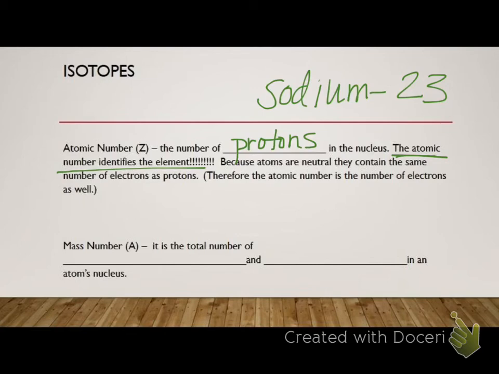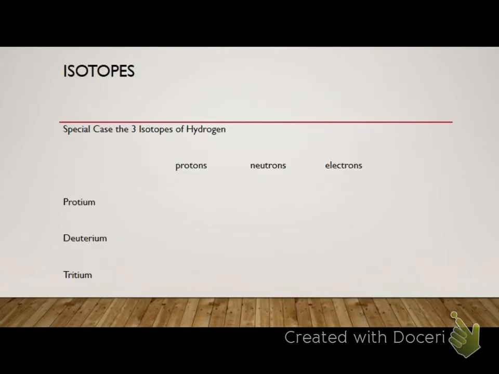Because atoms are neutral, they contain the same number of electrons as protons. But we don't always deal with neutral atoms, so you have to remember that. The mass number is your protons plus your neutrons. So if we have our mass number, we can identify how many protons, electrons, and neutrons are available to us in that particular isotope.